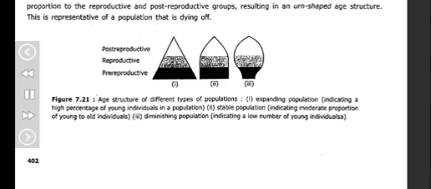Diminishing population. If the birth rate is drastically reduced, the pre-reproductive group dwindles in proportion to the reproductive and post-reproductive groups, resulting in an urn-shaped age structure. This is representative of a population that is dying off.